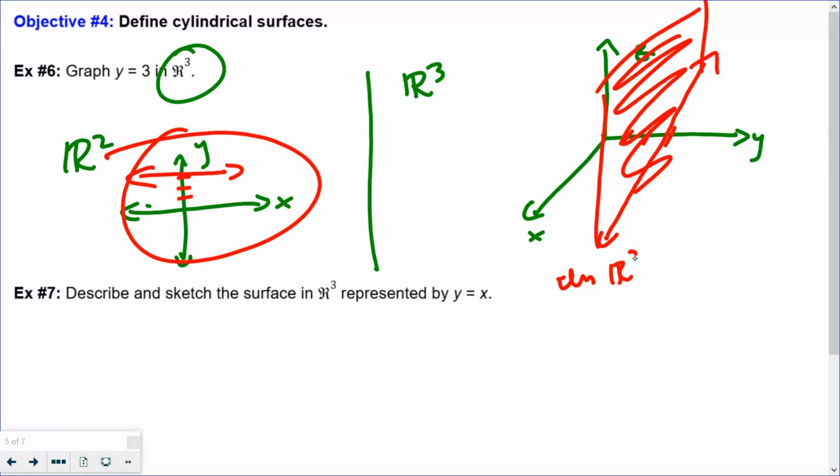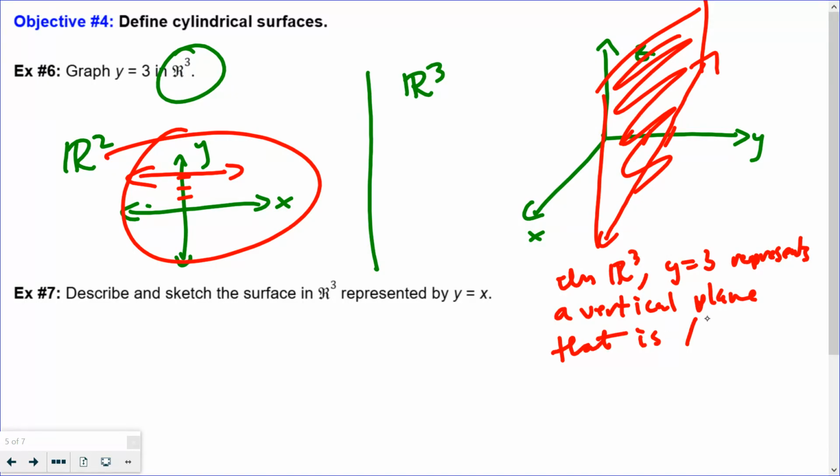In 3 space, y equals 3 represents, okay, a vertical plane, right? A vertical plane is going up and down. A vertical plane that is parallel to, which plane? It's parallel to the xz plane.